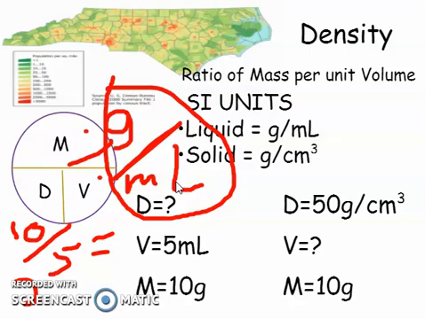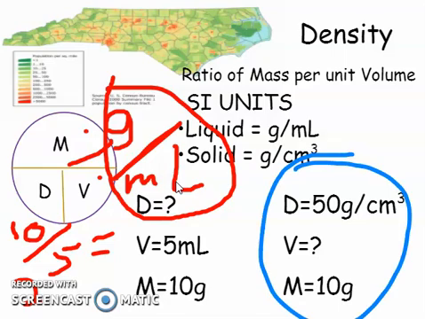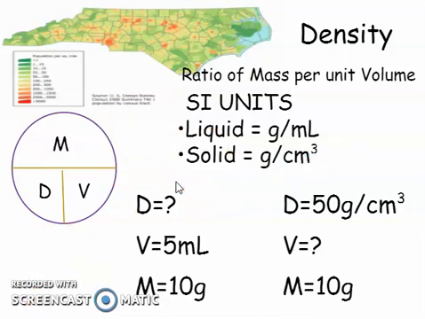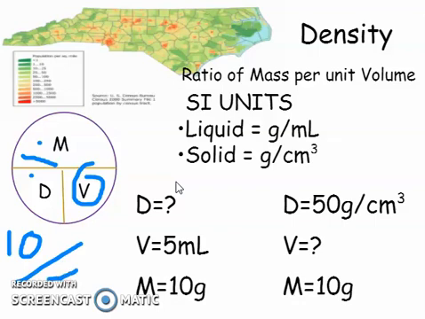Now let's look at the other side over here. Let's do this equation. They gave us density, but they did not give us volume, so I'm looking for the volume. To get that, it's mass divided by density. My mass is 10. My density is 50. 10 divided by 50 is 1/5, also known as 0.2. It's the same thing as 1/5.